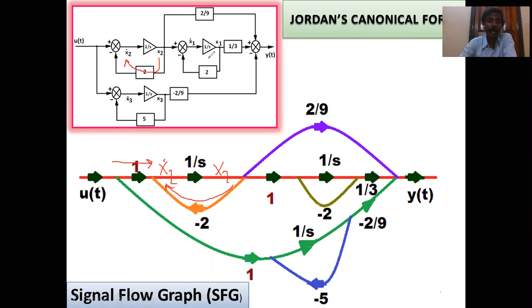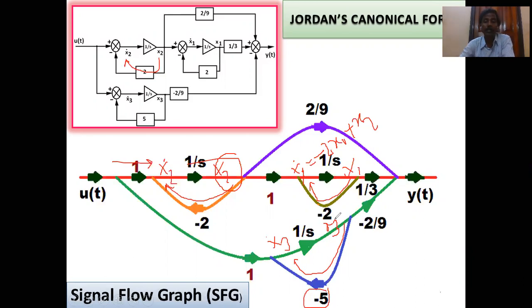The first equation is satisfied. And this is the second part, x1 dot integrates to x1. This is x1, multiplied by minus 2, so minus 2 into x1, plus x2. This is the x2 path. Again, for this situation, this is the minus 5 feedback, and x3 dot integrates to x3. So x3 multiplied by minus 5 gives minus 5 x3, and this is the u of t. So all the equations are satisfied.